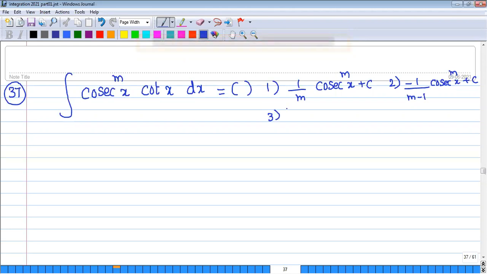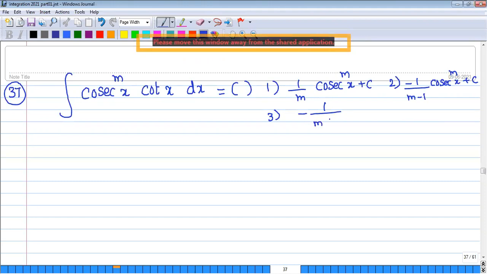Third one, minus 1 upon m sin x to the power of m plus c. Fourth, 1 upon m sin x to the power of m plus constant of integration.